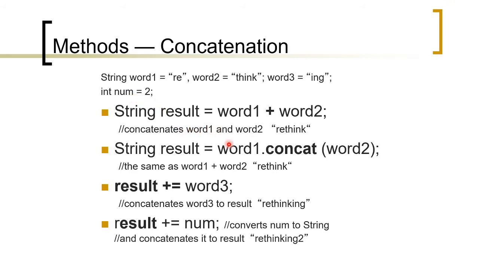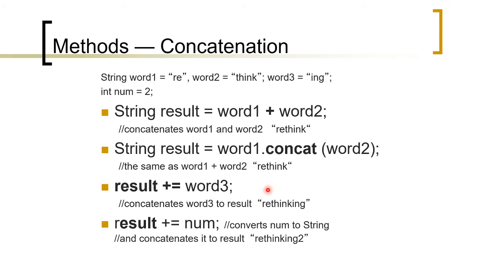So for string result, you can use plus. That means you can concatenate the value of word1, which is "re", and the value of word2, which is "think". So the returned string literal is "rethink", and that will be assigned to result. And then we do have another one, you can use the dot concat method. It's actually the same as the plus operator. You are just appending word2 to word1, so it will still return "rethink".